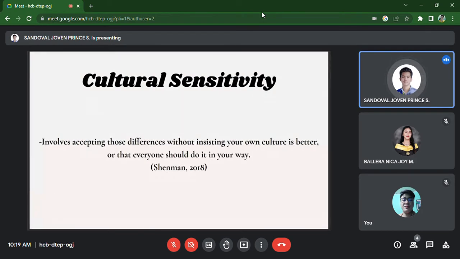We need to have cultural sensitivity. Cultural sensitivity involves accepting those differences without insisting your own culture is better or that everyone should do things your own way. So being culturally sensitive is having respect for different cultures.